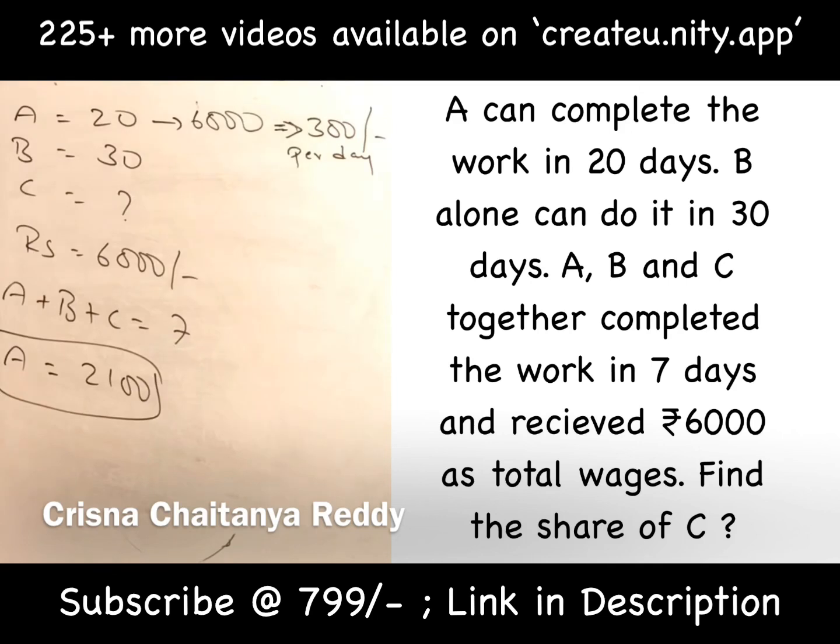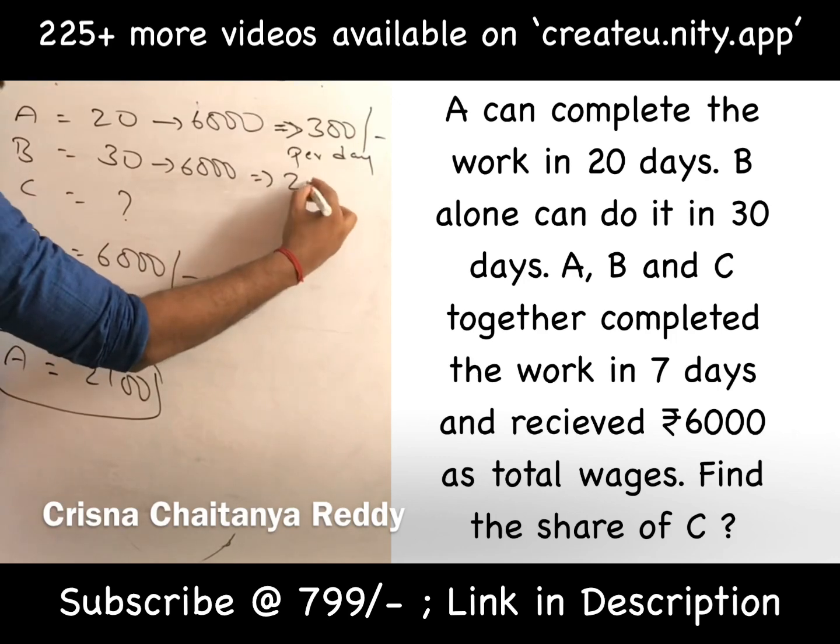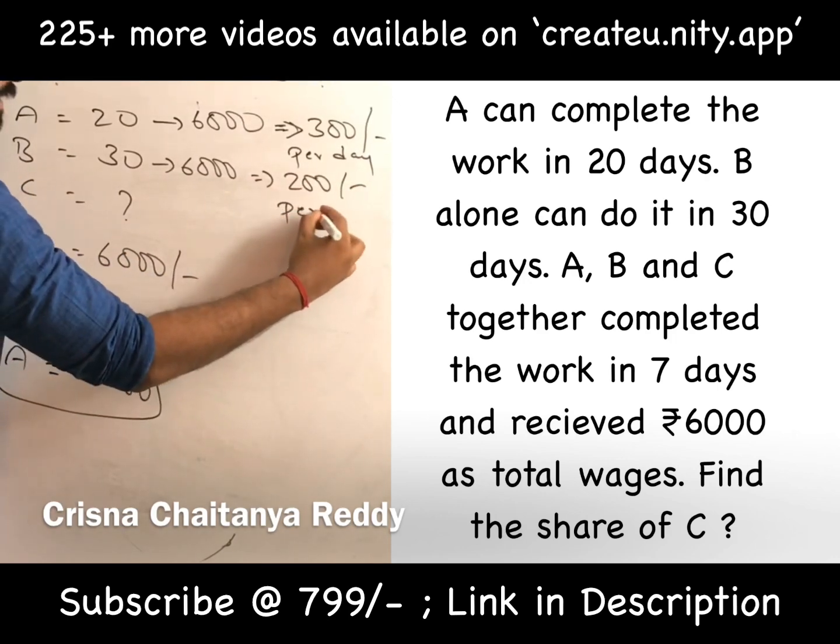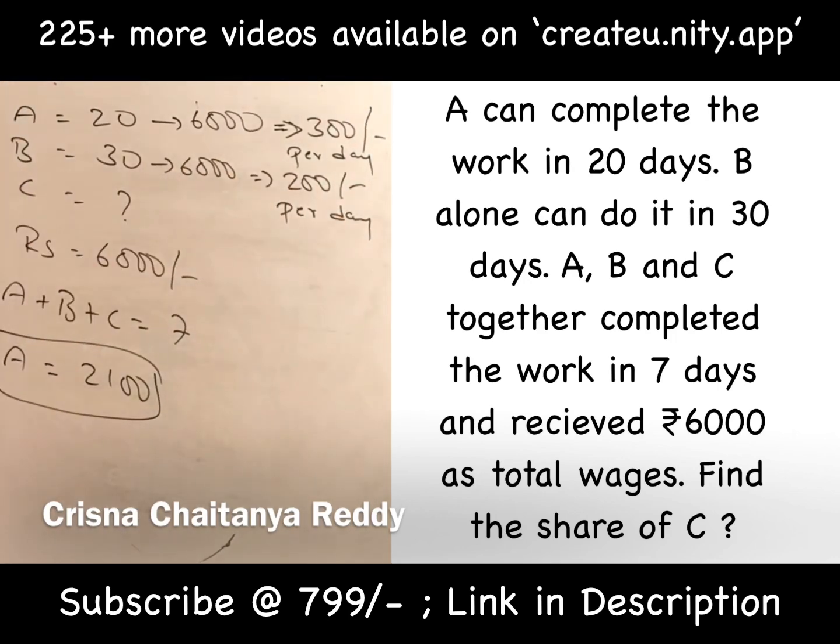Forget about A's share. A's share is not asked. Don't focus much on it. Forget about it. If B alone works, in 30 days he will be receiving 6,000 rupees. In 30 days, 6,000 rupees, that implies 200 rupees per day. If B is receiving 200 rupees per day, then B is also working for 7 days. B's share is 1,400 rupees.